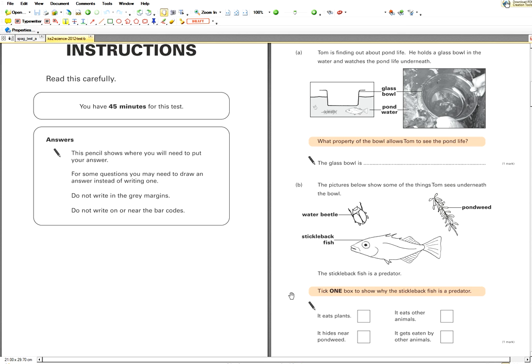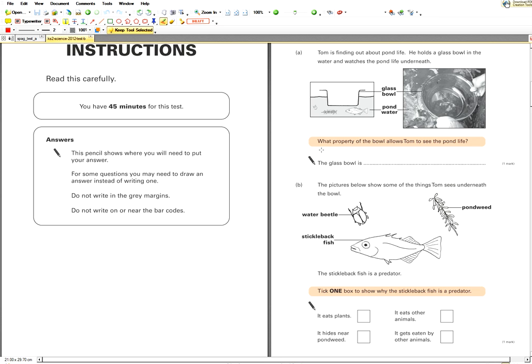Question number 1A. Tom is finding out about pond life. He holds a glass bowl in the water and watches the pond life underneath. What property of the bowl allows Tom to see the pond life? So the glass bowl is see-through. Okay, see-through is correct. You can get that as an answer.